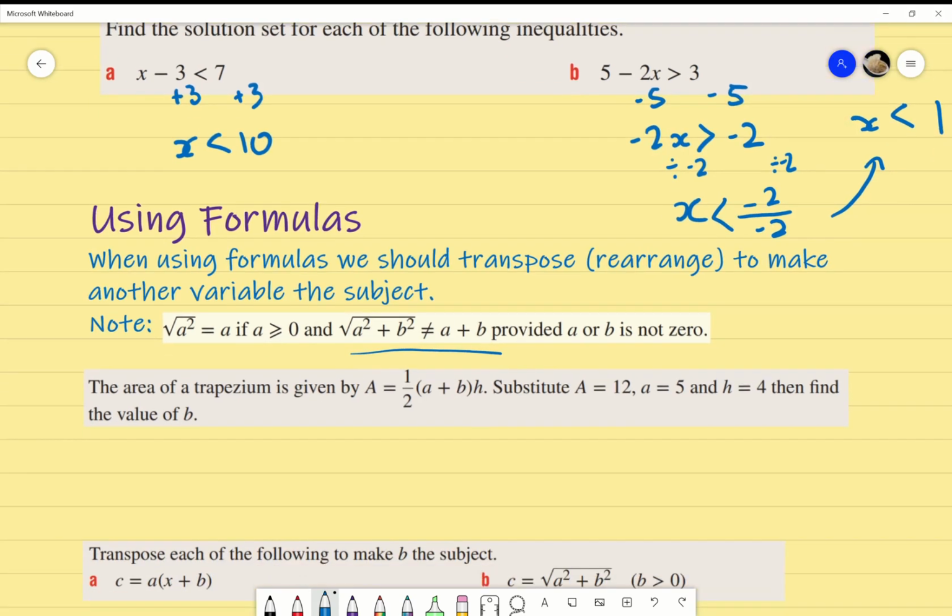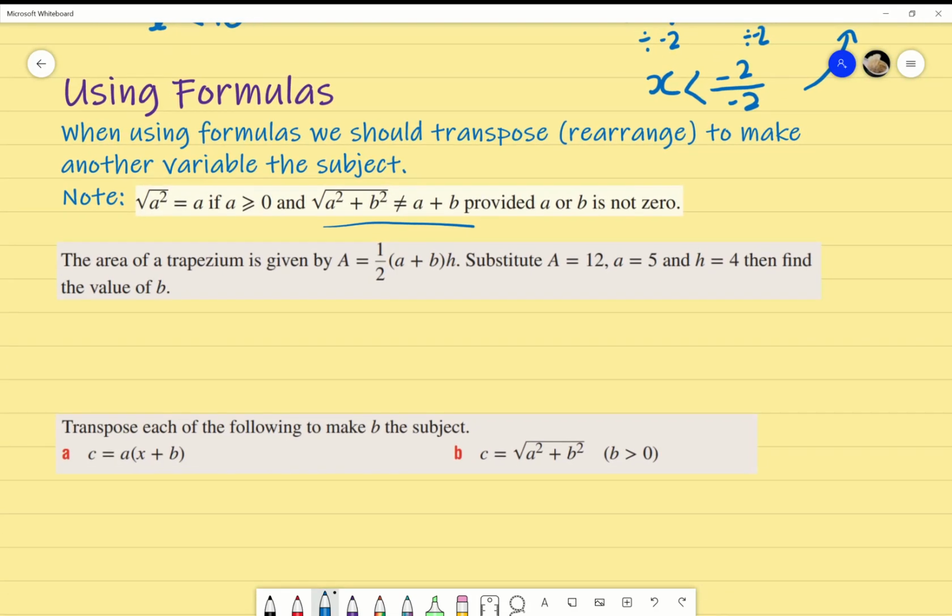Okay, let's give this a go. If I've got this formula, let's rearrange it, because we're trying to find the value of b, right? Let's rearrange it to make b by itself. So, let's times both sides by 2. 2A, and then the 2 and the half cancel, equals (a plus b) times h. Any questions about that? I've just times both sides by 2 to get rid of the half.